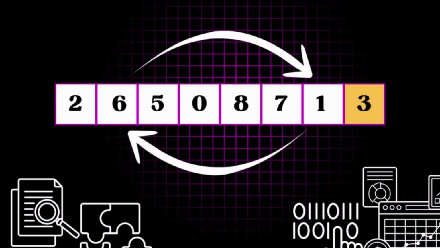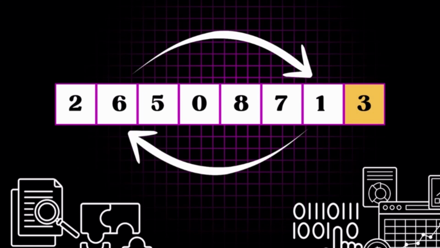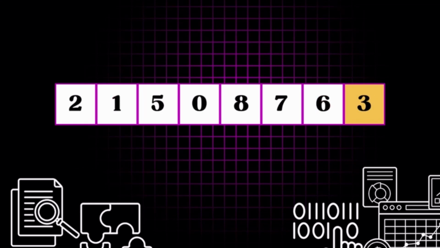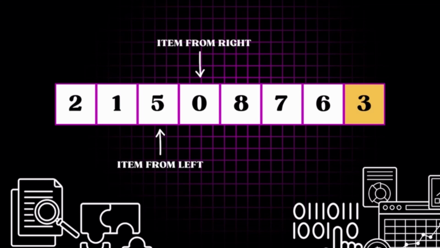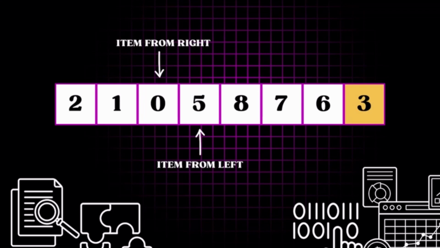Starting at 2, we can see that 6 is item from left. Now starting at the right, we see that 1 is item from right. Let's swap item from left with item from right. We repeat the process. This time, 5 is item from left and 0 is item from right. Again, we swap the 2. This time we see that item from left has a greater index than item from right, so we know we're done.